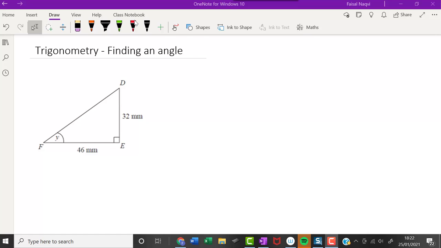In this question here, I have a right angle triangle and I have to find the missing angle y. I know it's not going to be Pythagoras because Pythagoras doesn't deal with angles. So it's going to be trigonometry. So I'm going to write down my SOHCAHTOA trig ratios.